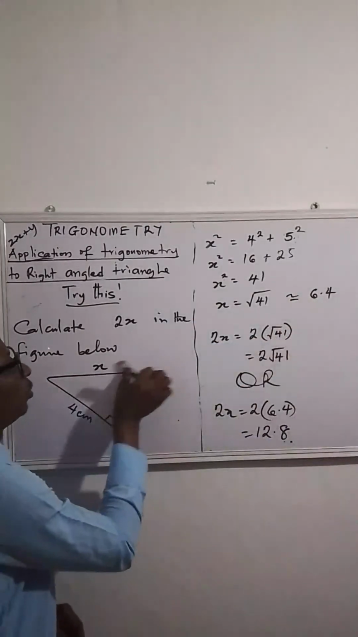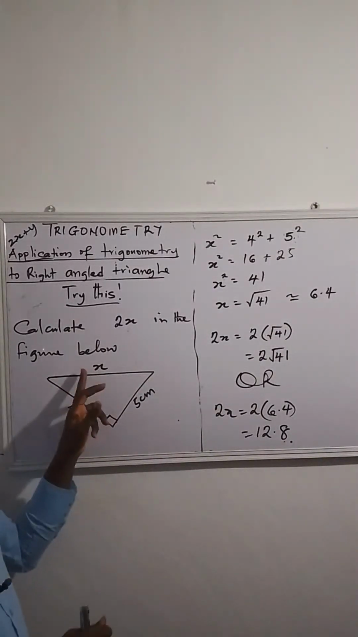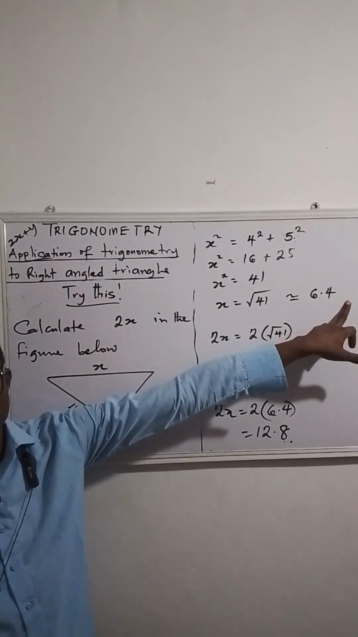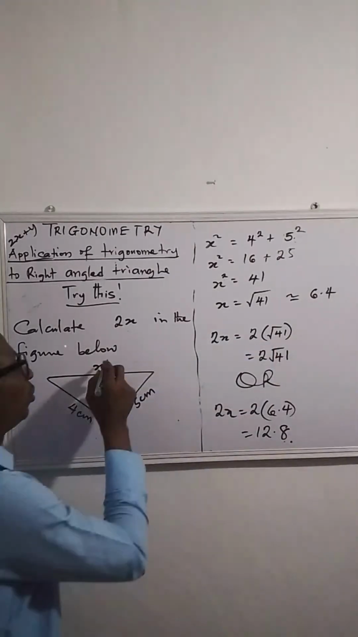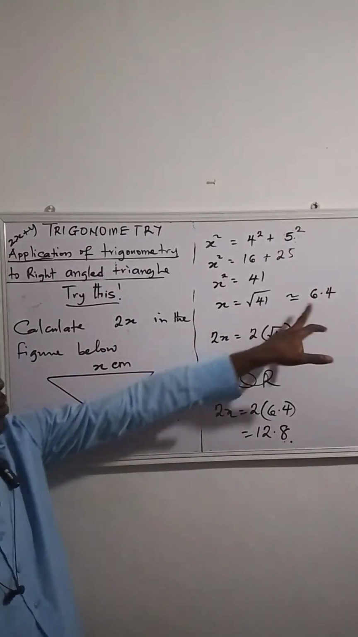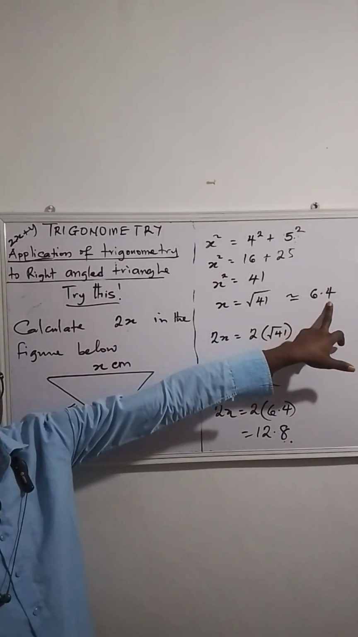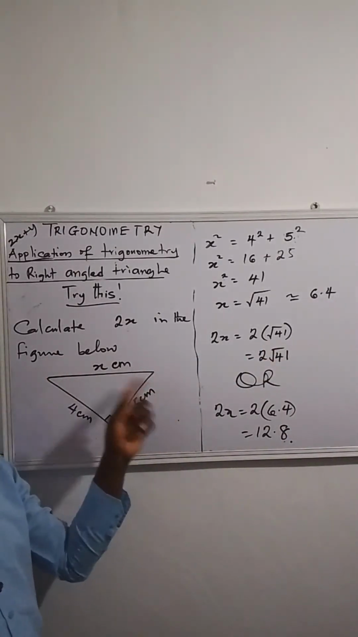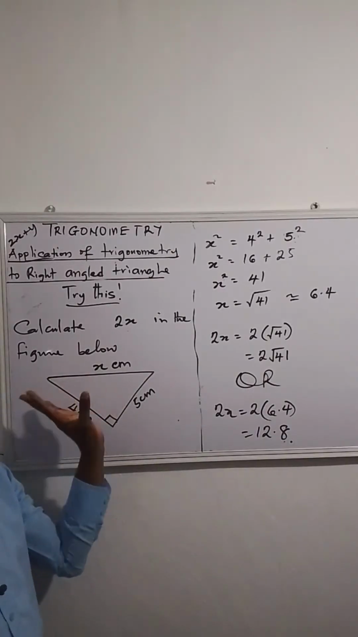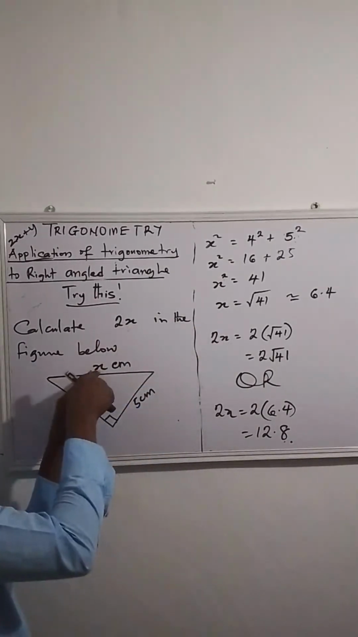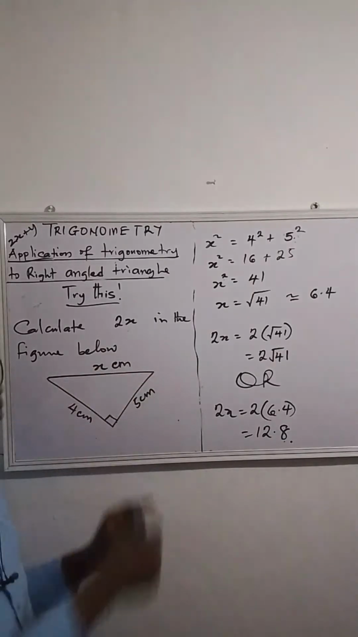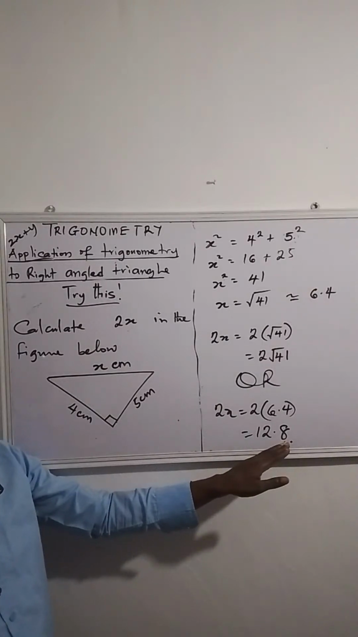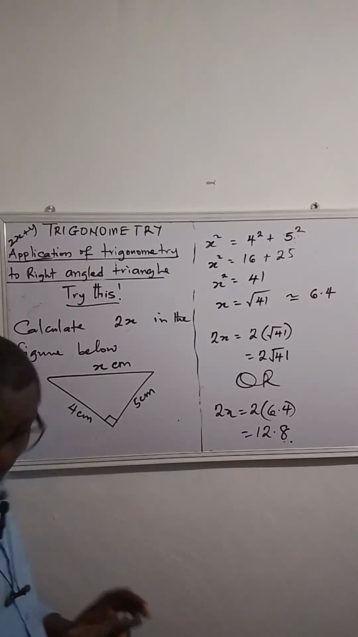Suppose the question did not put unit. By the time you solve for x, x must have a unit. I hope you understand me now. Since unit is already here, by the time you get the value of your x, there will not be units there. So this side is going to be 6.4 centimeter. Just substitute the value of x here. It's going to be 6.4 centimeters. When you multiply it by 2, you have 12.8. So that is the answer to the problem.